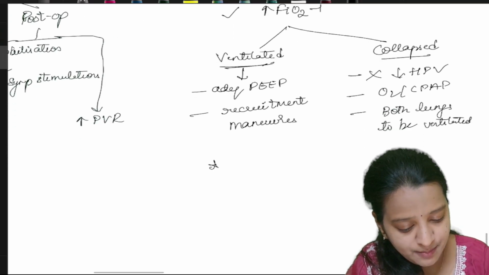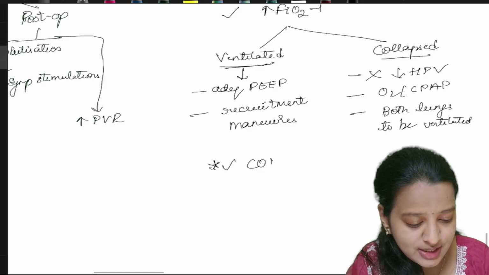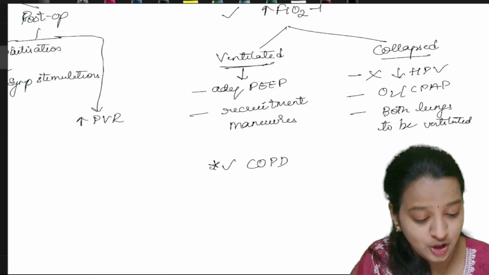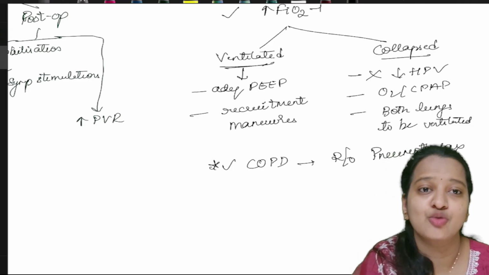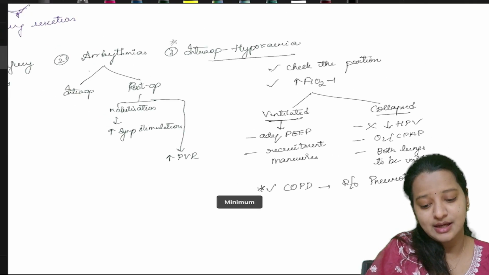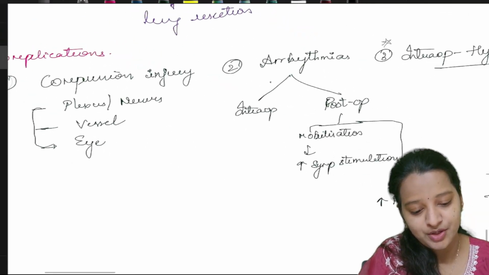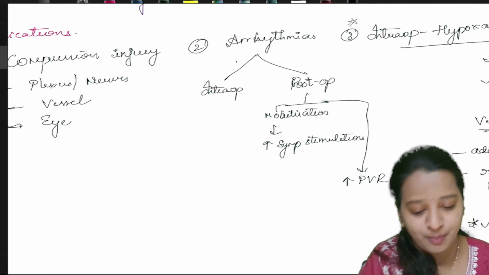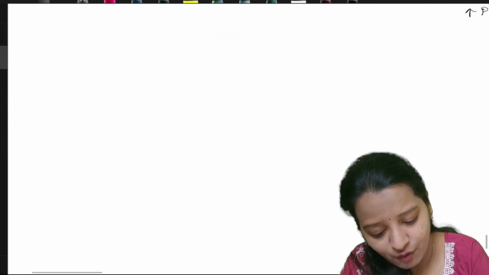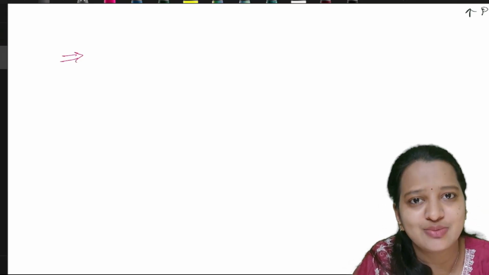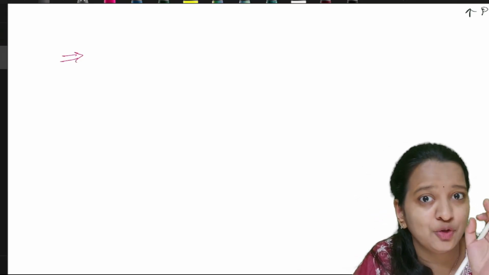And most importantly, if the patient is a COPD patient, you have to rule out any pneumothorax, which might be the cause of your hypoxemia. So these are the complications: compression injuries, arrhythmias, and intraoperative hypoxemia. Next topic is, how do you achieve one lung ventilation? That is the prime topic, right?